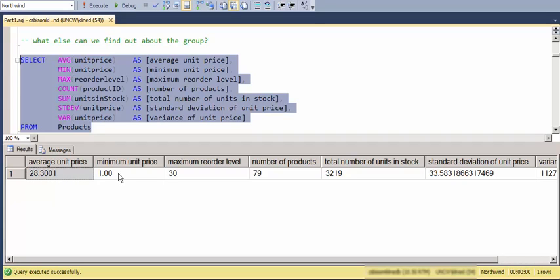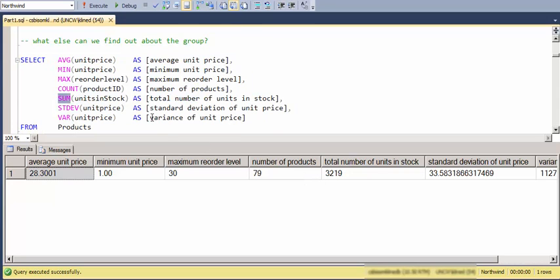We can ask minimum, maximum, number of products, to count. We can sum up numbers, so add them together, and figure out the standard deviation and variance of things.